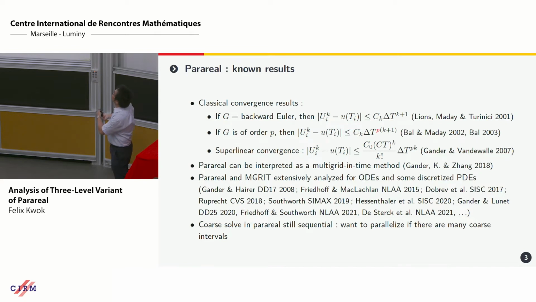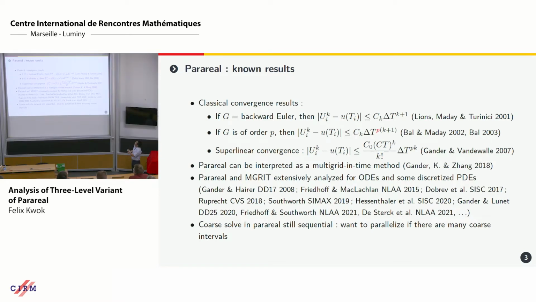So the main thing that I'm going to say is that the convergence is well known. For example, if the coarse method is of order p, then after k iterations you get this estimate where the order p appears here. You also have the superlinear estimate, which was derived by Martin and Stéphane Vandewalle in 2007. So you get this superlinear convergence here.